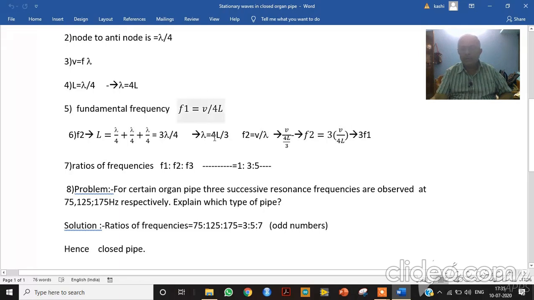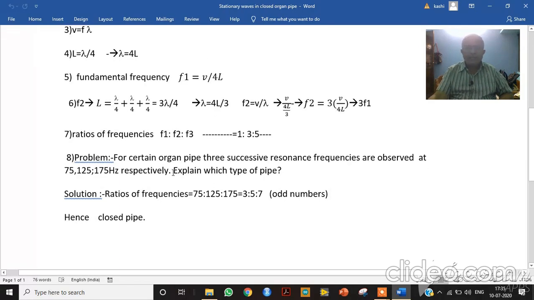Now we will solve one problem, a very important problem. For a certain organ pipe, 3 successive resonance frequencies are observed at 75, 125, 175 hertz respectively. Explain which type of pipe it is.